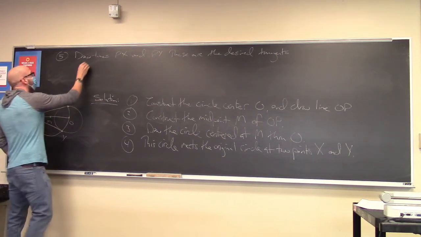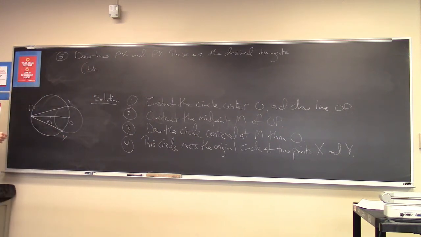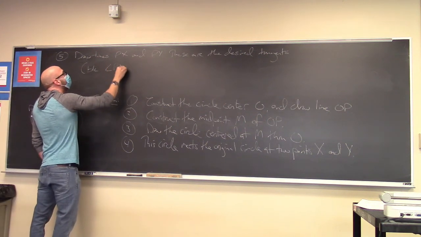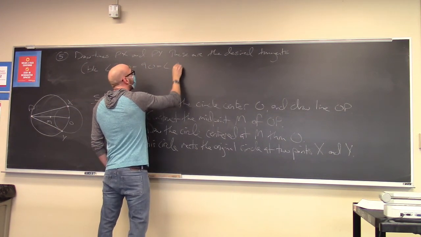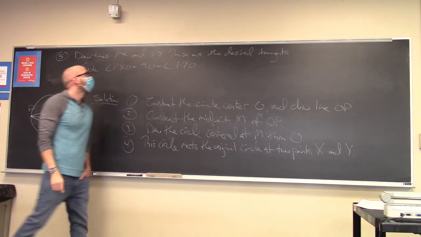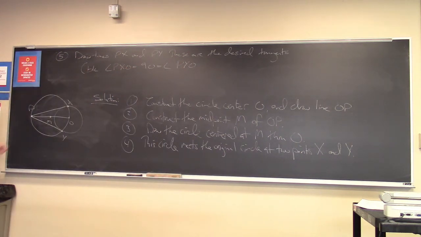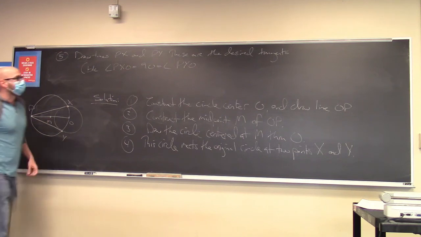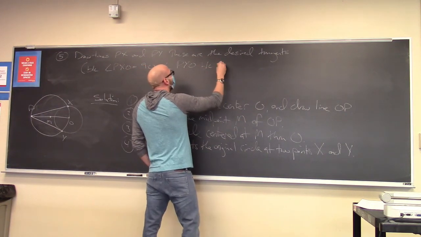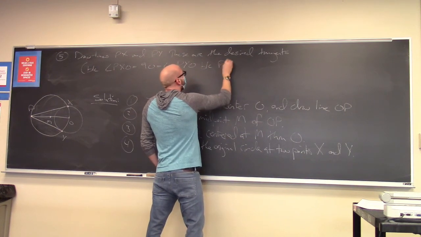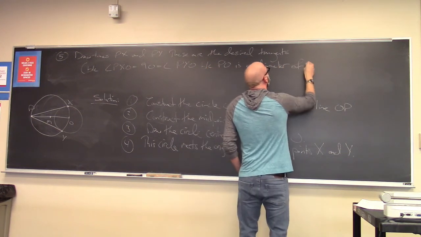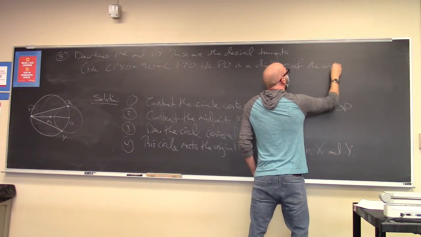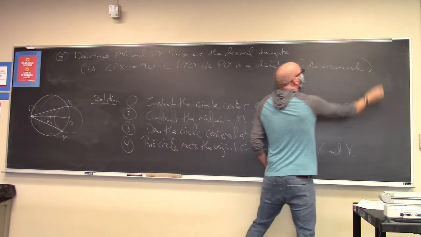And this is just because we won't be fancy with our proof here. We'll just write down the gist of it. This is because angle PXO is equal to 90, which is the same as angle PYO. Precisely because PO is a diameter of the circumcircle.